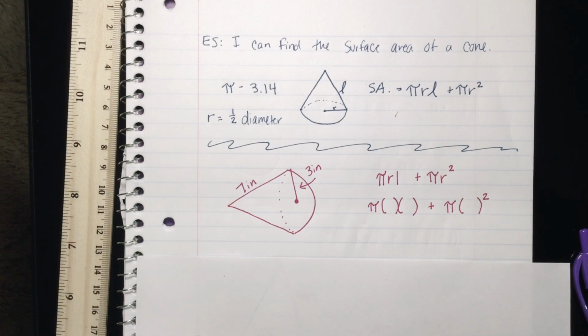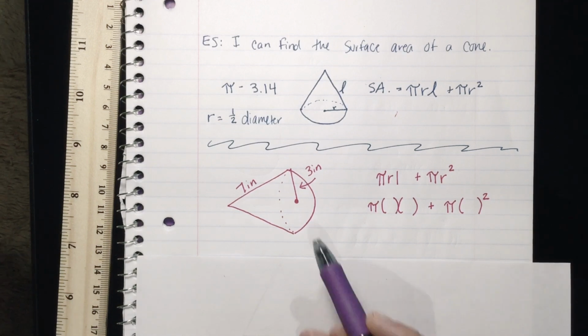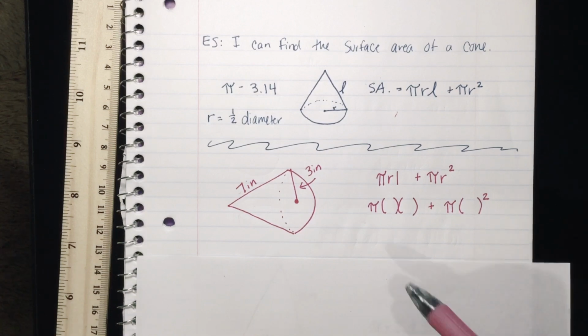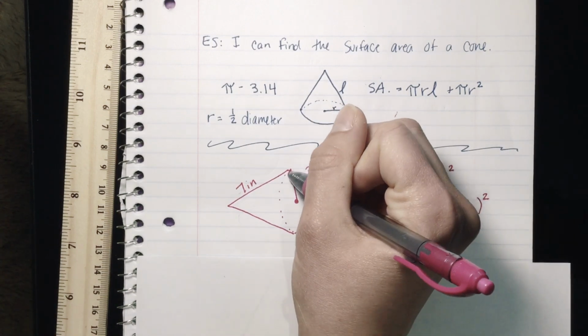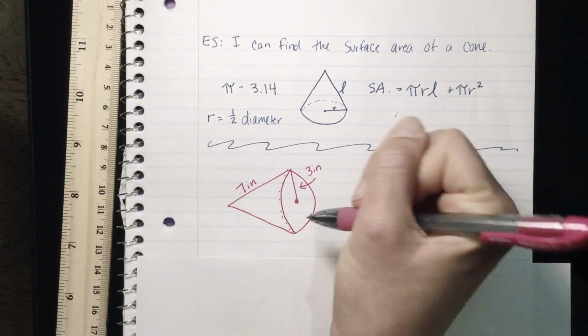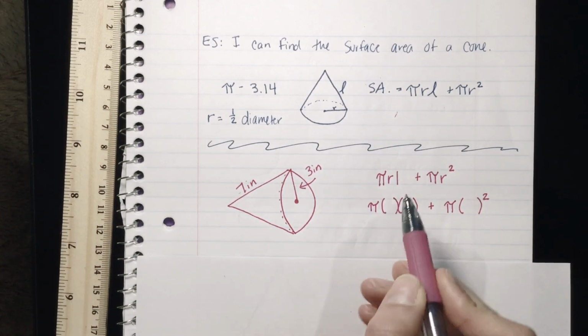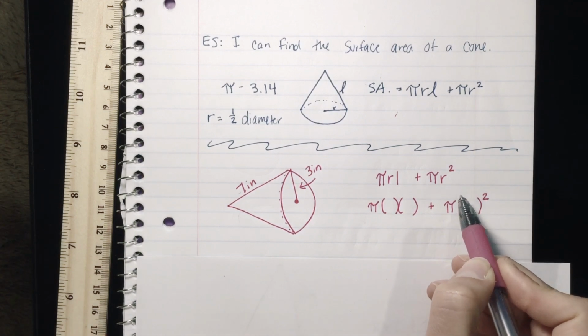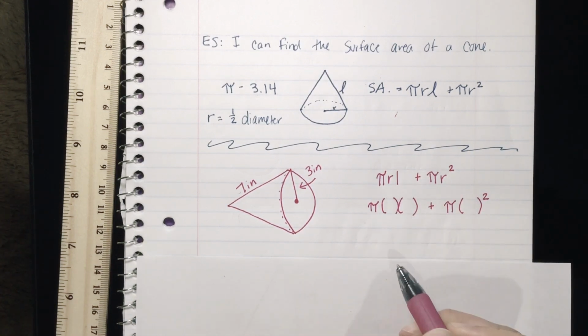Okay, so our first example. I've got my cone, it's sideways, but that's okay. We can still use it. I'll kind of fill this in so you can see more. This is the circle on the bottom. So we have our formula. I just wrote our formula again so that it's right above what we're using.